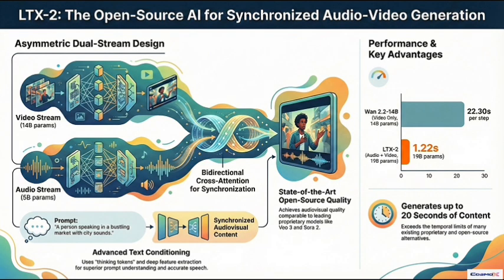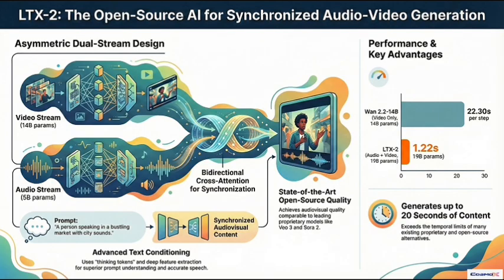Okay, that's the part I want to unpack, the efficiency. The architecture is an asymmetric dual-stream transformer. It sounds complicated. Why split it? 14 billion parameters for video, 5 for audio. It's actually the opposite of complicated. It's just smart. Video processing is incredibly heavy. It needs that big 14 billion parameter stream to handle all the visual complexity.